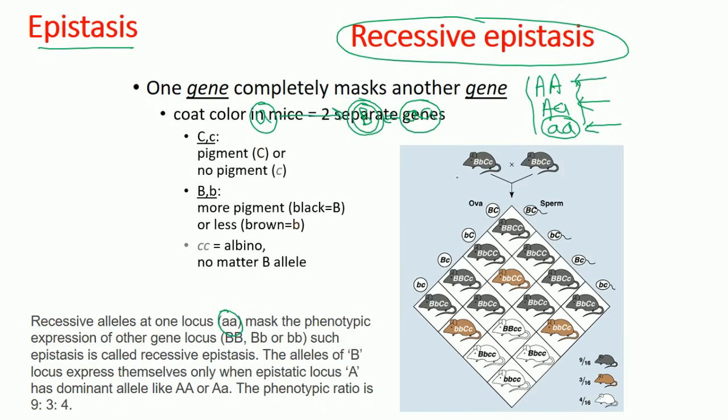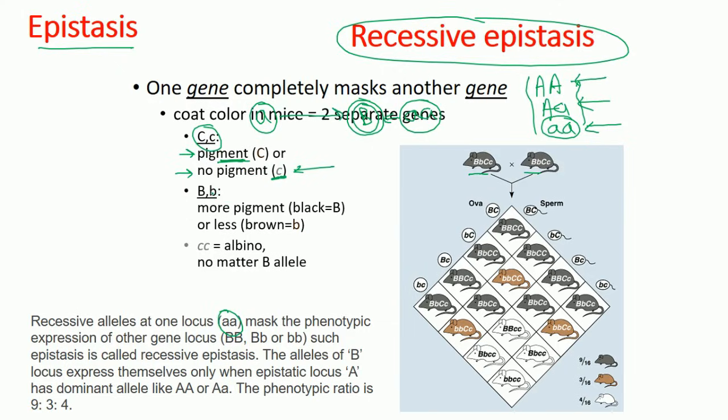The coat color in mice is an example of recessive epistasis, and it is coded by two different genes. The first gene is capital C. If capital C is present, it will add pigment. If small c is present, there will be no pigment, no coloration. Remember, small c is the epistatic gene, which is denoted here with the light gray color.